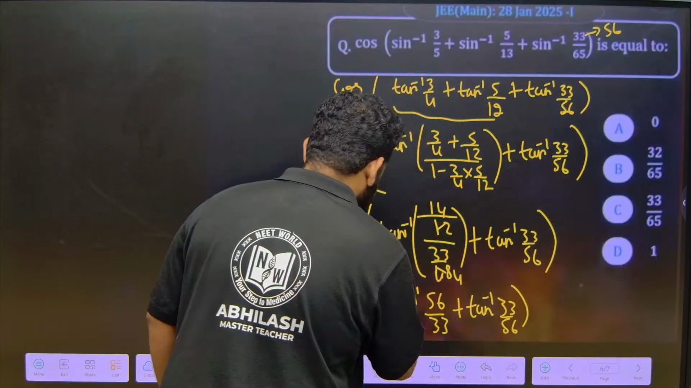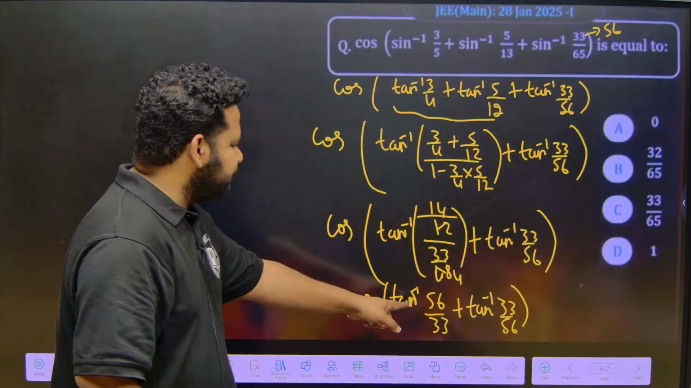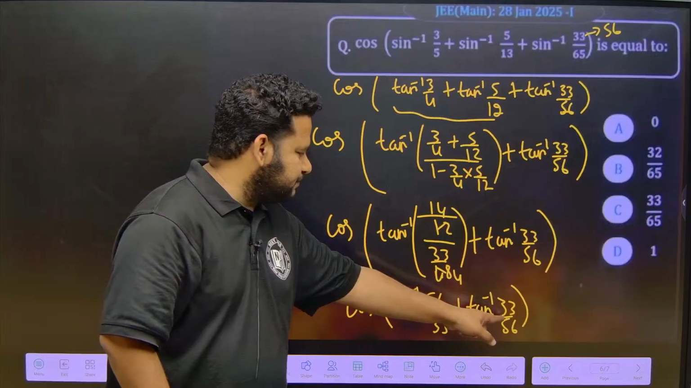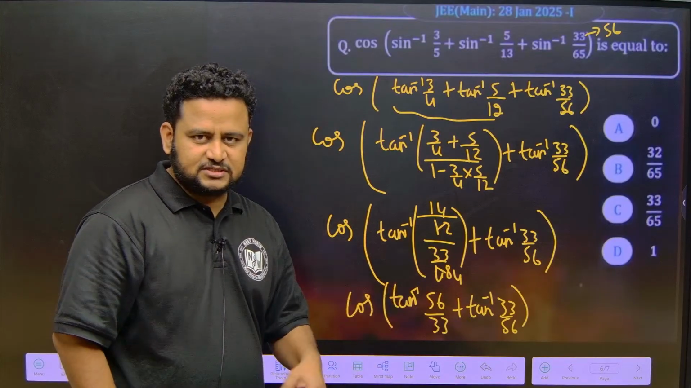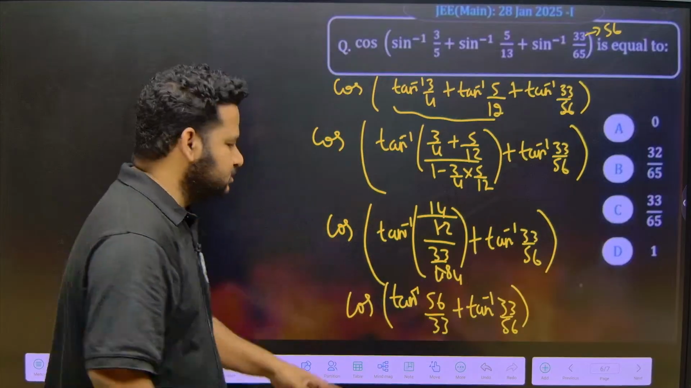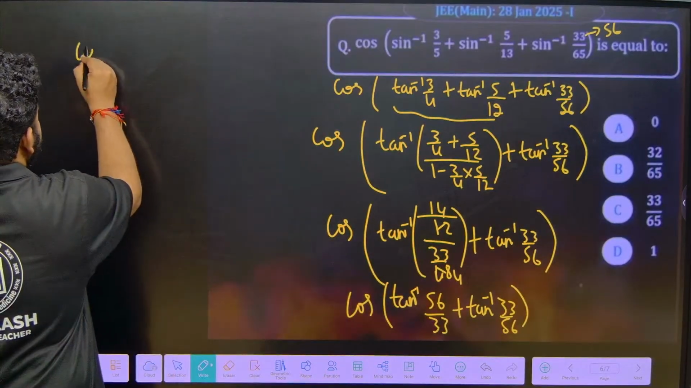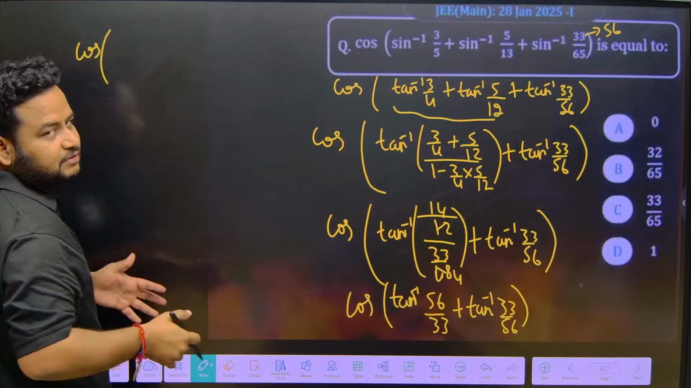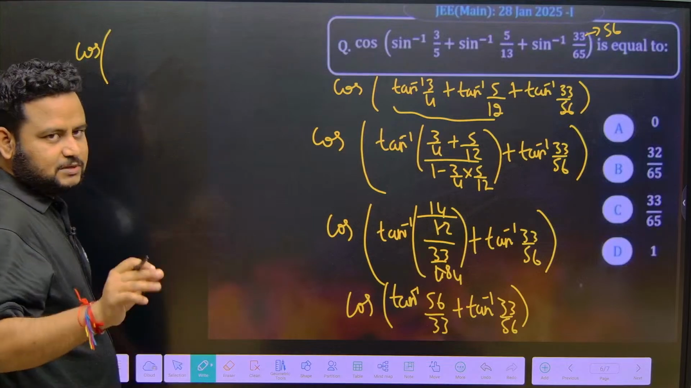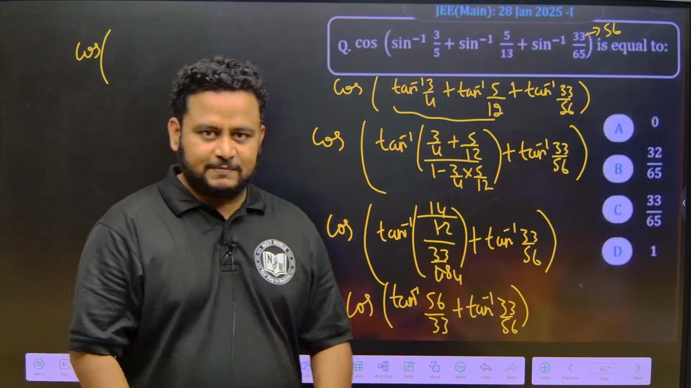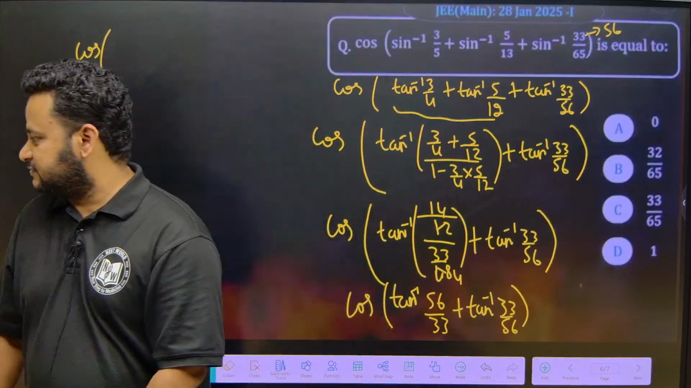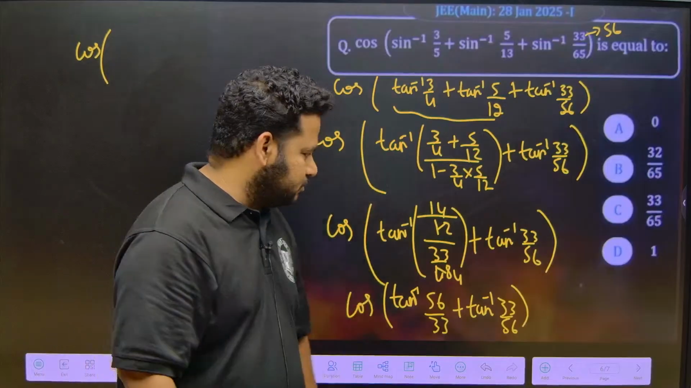This will be cos. So we know that tan inverse of 56 by 33, tan inverse of 33 by 56. This tan inverse I can write it in terms of cot inverse, because tan inverse of x is nothing but equal to cot inverse of 1 by x. I am writing this because we know that famous identity for inverse trigonometry, that is sin inverse of x plus cos inverse of x is equal to pi by 2, tan inverse of x plus cot inverse of x is equal to pi by 2, secant inverse of x plus cosec inverse of x is equal to pi by 2. That is what we are using.